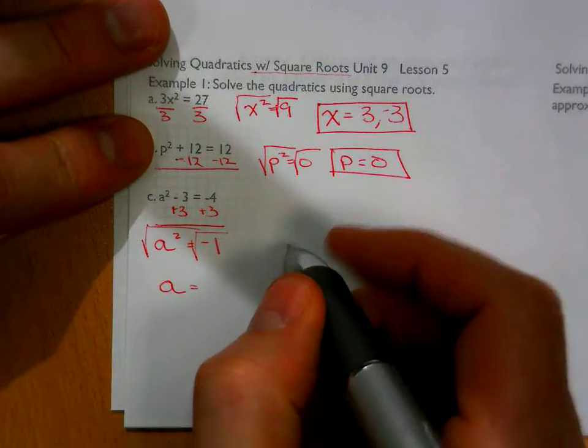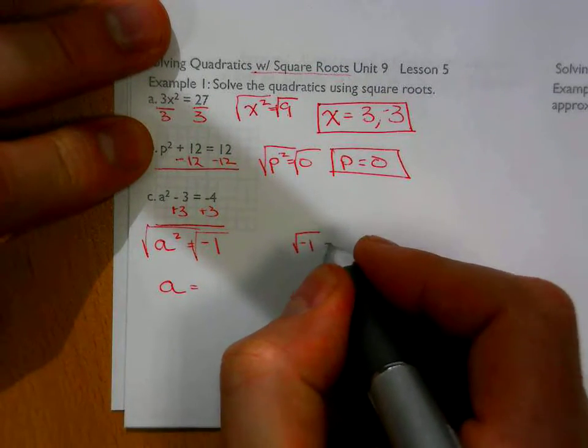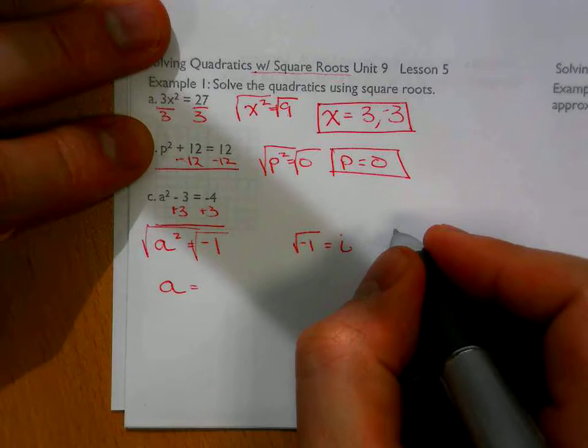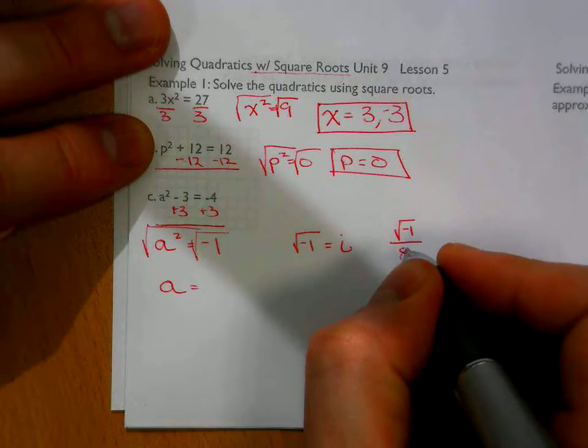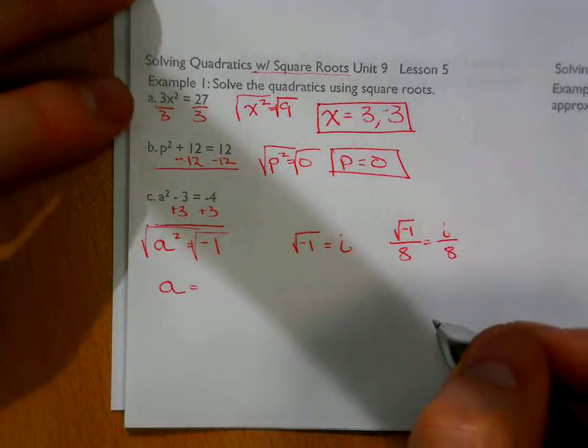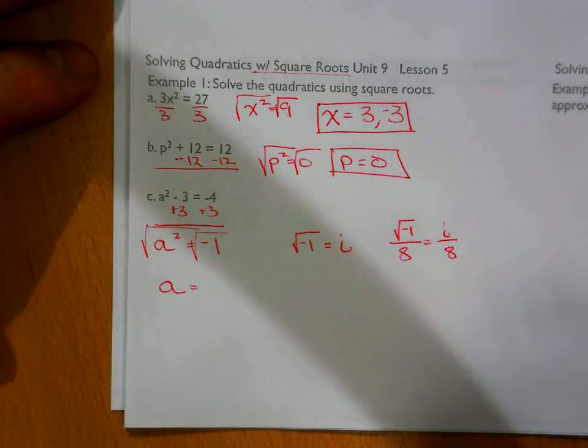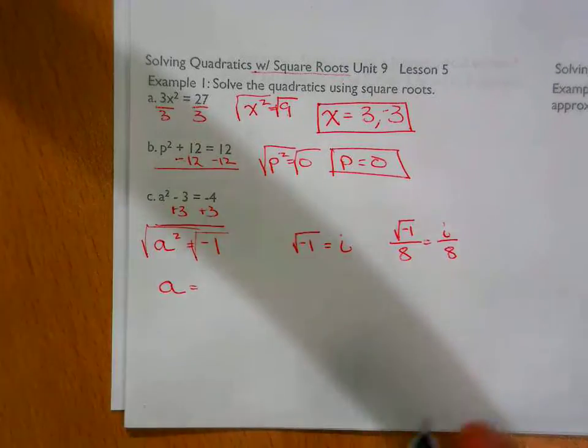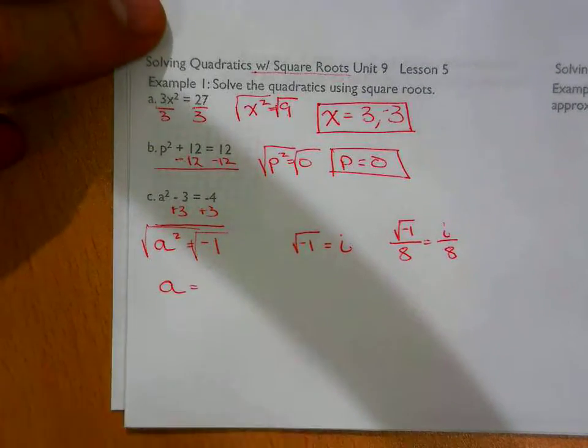In Algebra 2, we call the square root of negative 1 i. So if you saw square root of negative 1 over 8, that'd be like saying i over 8. Huh. Get it? Like you over 8, now you're full. Okay, so anyhow, back to work.